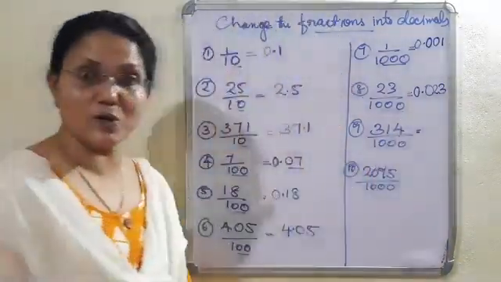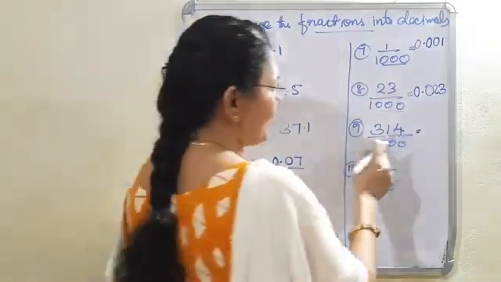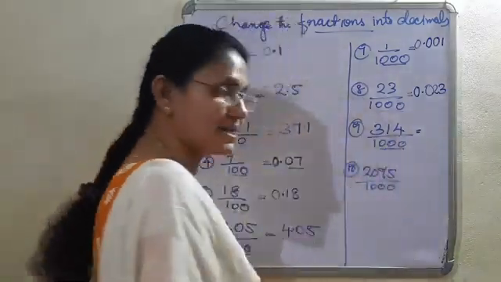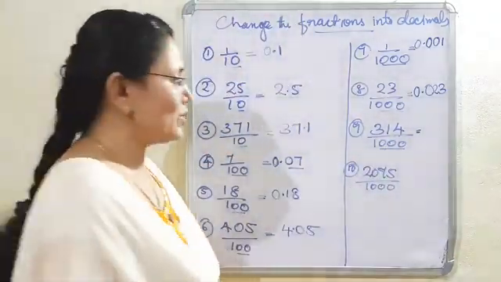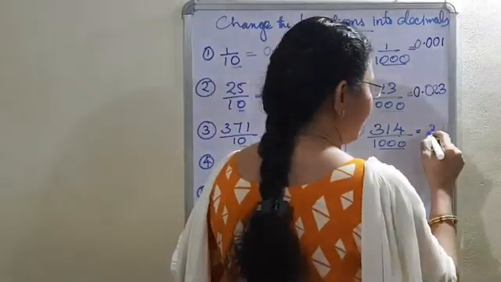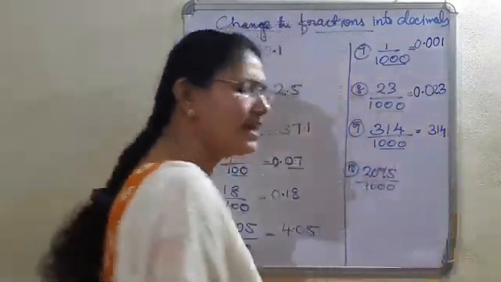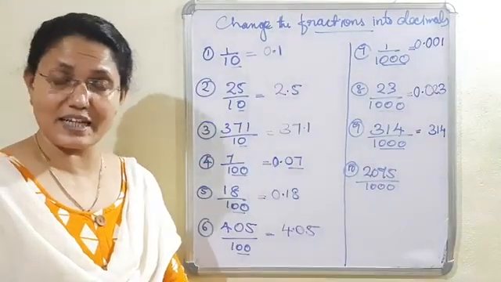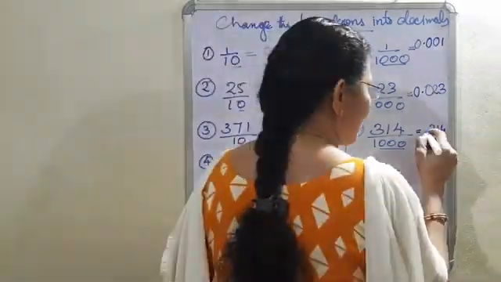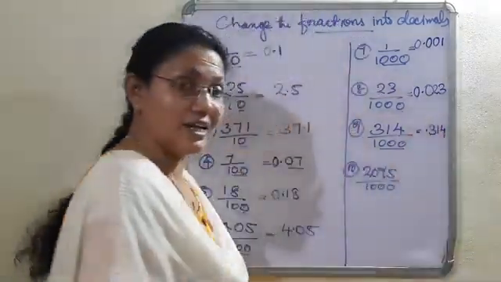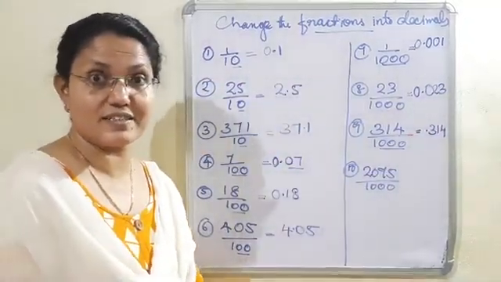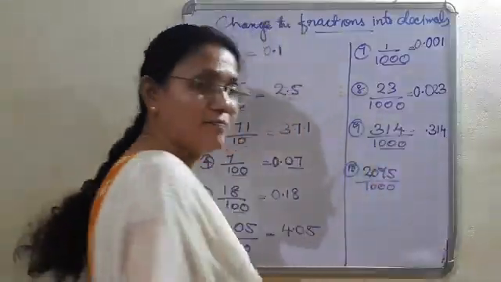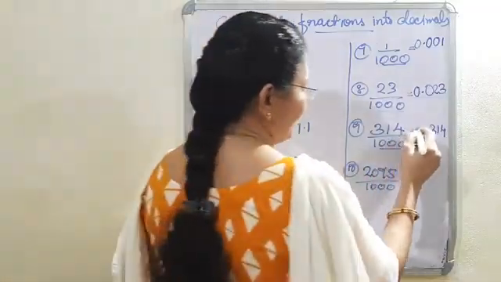Next, 314 by 1000. Here 3 zeros are there, so 3 decimal places. Write the numerator 314. Already 3 places are there. Then put the decimal point on the left side of this to make 3 decimal places. Whole number part, write 0.